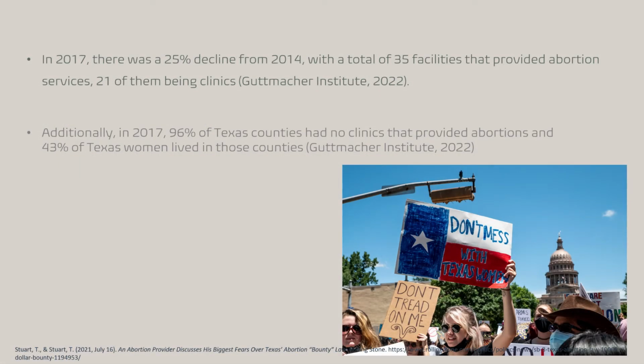In 2017, there was also a 25% decline from 2014, with a total of only 35 facilities that provided abortion services, 21 of them being clinics. This is especially interesting as we know Texas has a very large population. Additionally, in 2017, 96% of Texas counties had no clinics that provided abortions, and 43% of the Texas women lived in those counties.